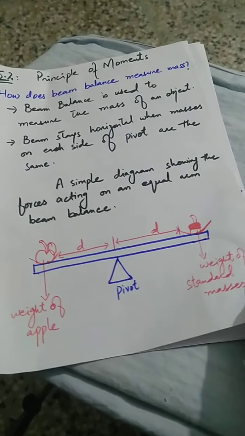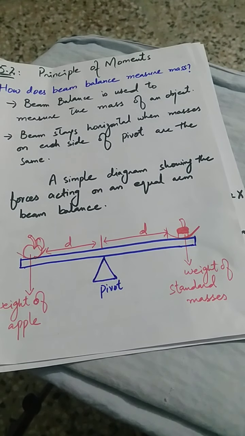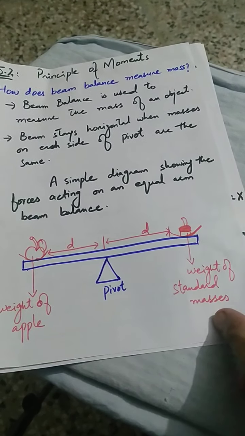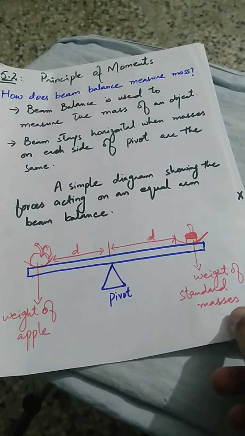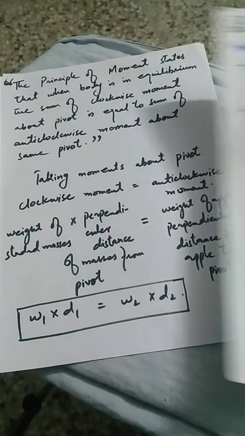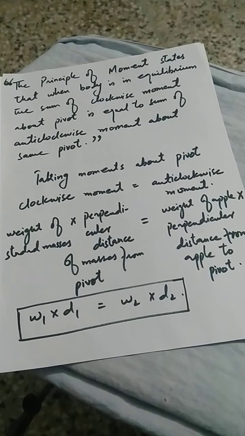So considering the linear diagram of the beam balance, on one side the apple is placed, and on the right side the standard masses are placed. So we will write the sum of the moments. How will we write this? The weight of the standard masses will be multiplied by the perpendicular distance of the masses from the pivot, and the weight of the apple will be multiplied by the perpendicular distance from the pivot.